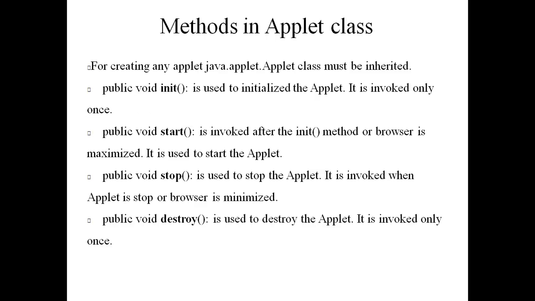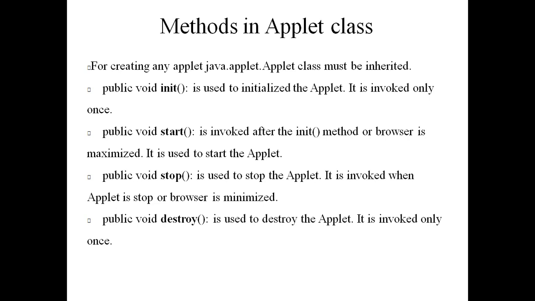Now let's see what the methods are. What are the 4 methods present in the applet class, which belongs to the java.applet package? The methods are the init method, start method, stop method and destroy method. The init method is called when an applet begins its execution. Init is the first method that is called, which is used to initialize the applet, and this method is called only once during the lifetime of an applet.